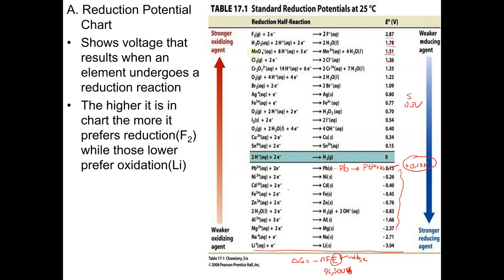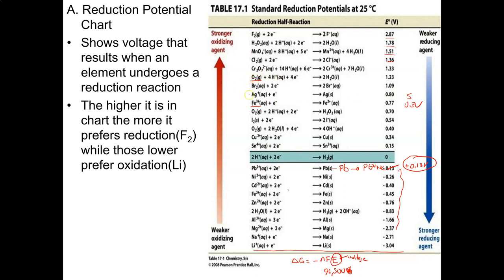So let's say you're comparing O2 versus Fe, which one of these wants to get reduced the most? You say O2 because it's higher up in the table. You don't have to look at the voltage; it's just higher up. Which one of these wants to get oxidized the most? Fe, no doubt, because it does not like reduction compared to the O2.